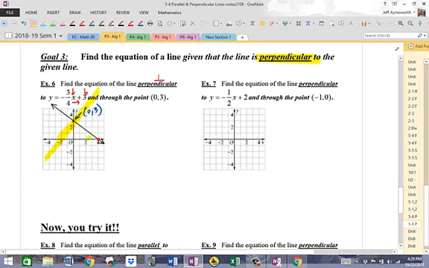Okay, so let's erase that, and let's find it. Let's write down point-slope form. y minus y1 is equal to m times x minus x1. x1 is 0, y1 is 3.